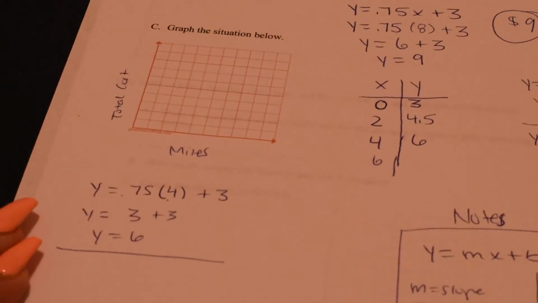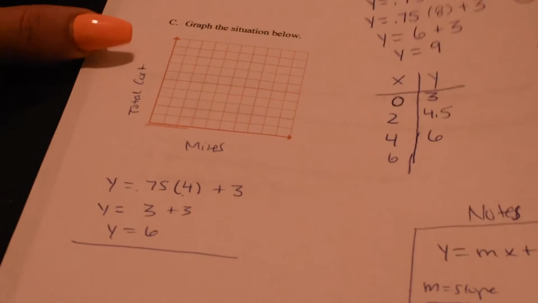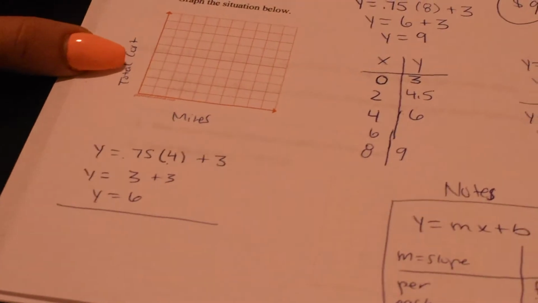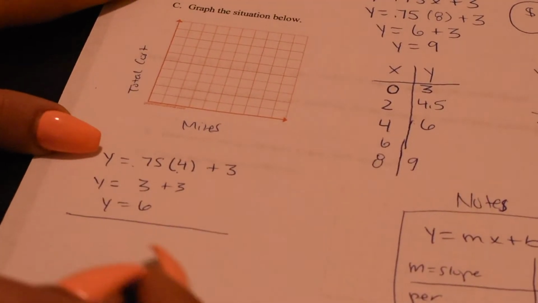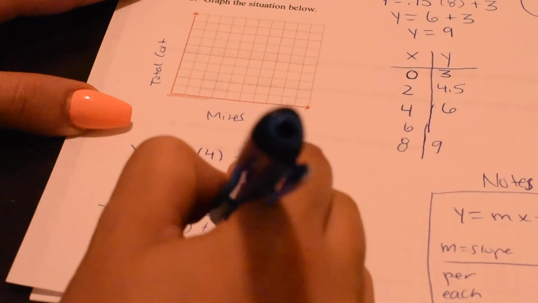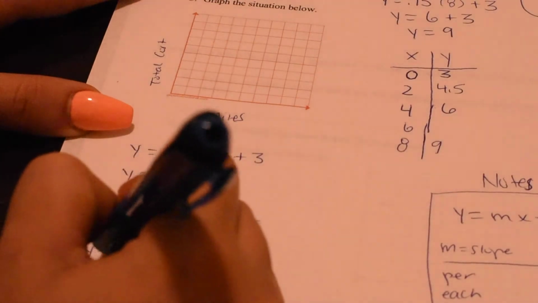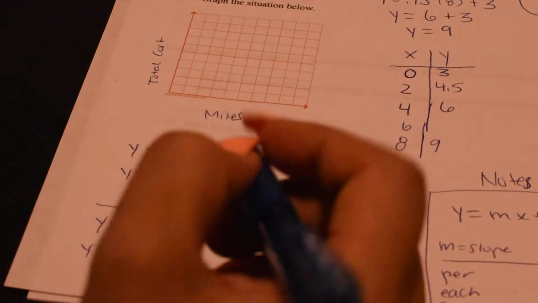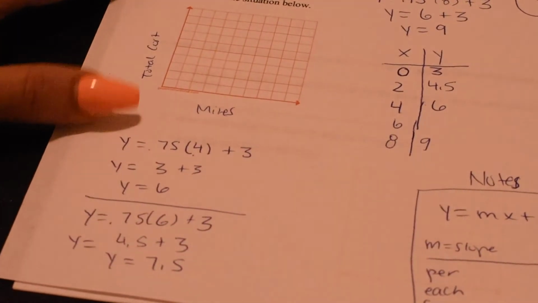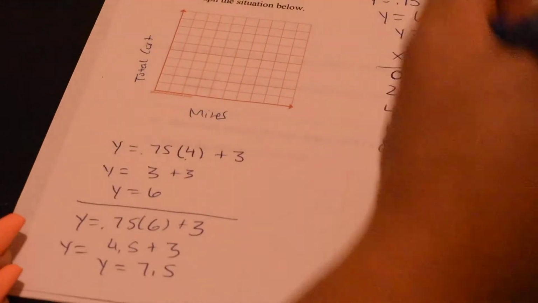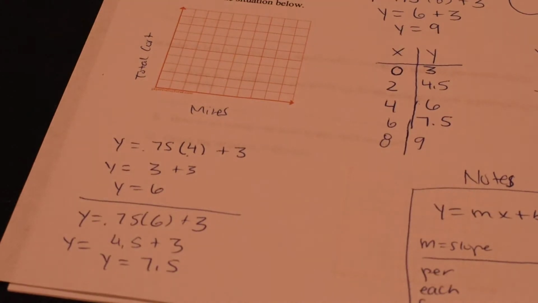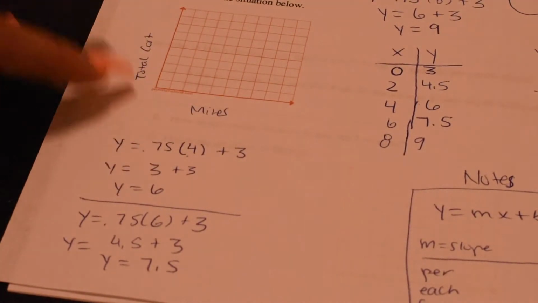Now let's try for 6. At 6 miles, how much does it cost me? And I can put 8 in because I already know 8 cost me $9. We already solved that up here. So y equals 0.75 times 6 plus 3. Y equals 0.75 times 6 is 4.5 plus 3. Y equals 7.5. So at 6 miles, it cost me $7.50.